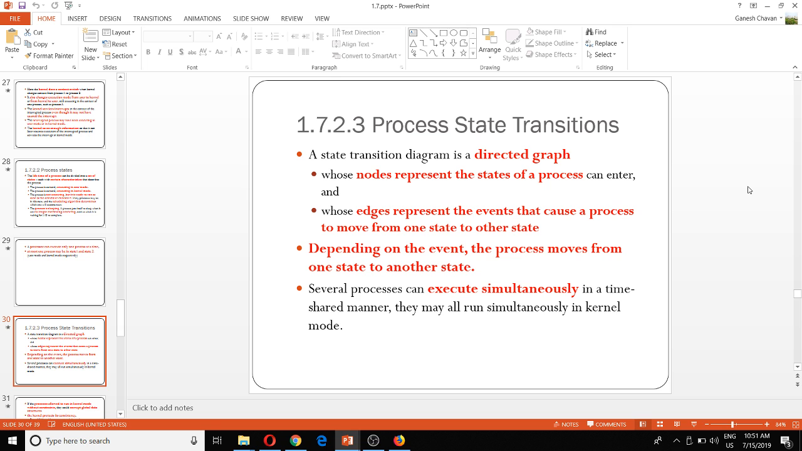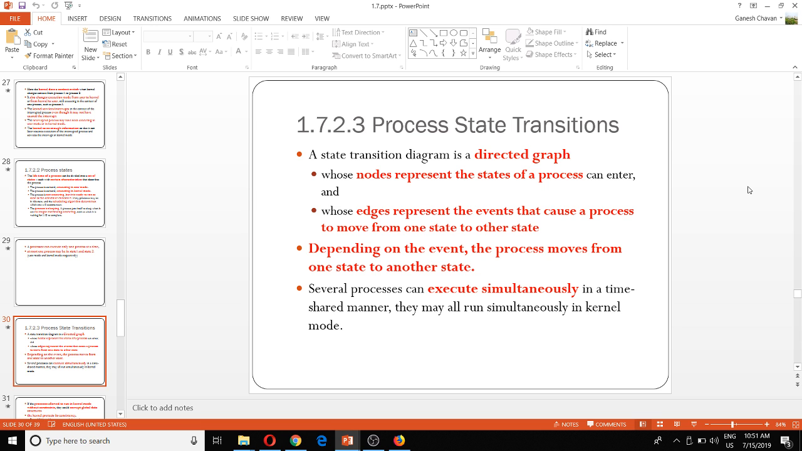Process state and state transition. A state transition diagram is a directed graph where nodes represent the states a process can enter and whose edges represent the events that cause a process to move from one state to another. Depending on the event, the process moves from one state to another state.